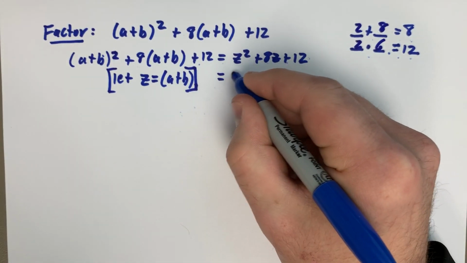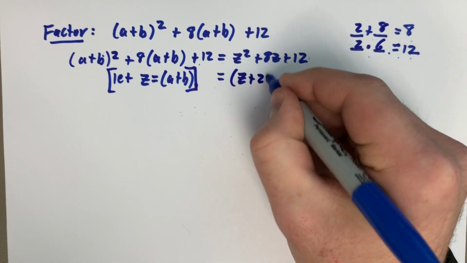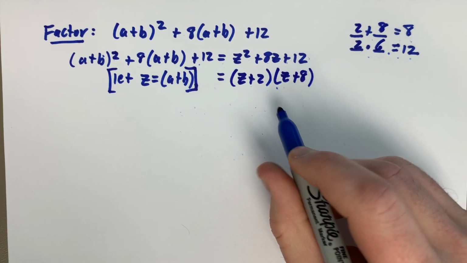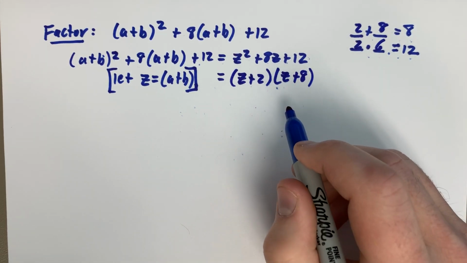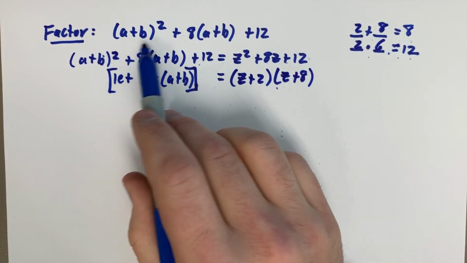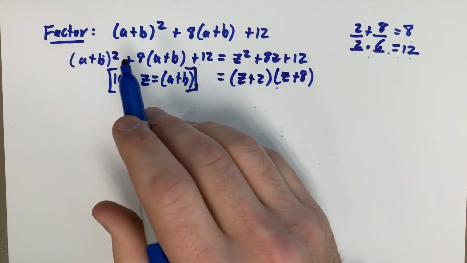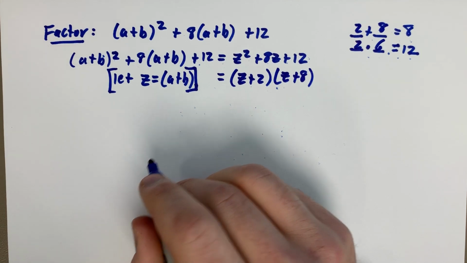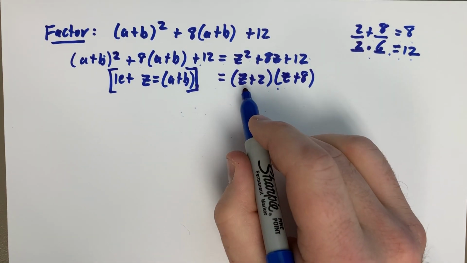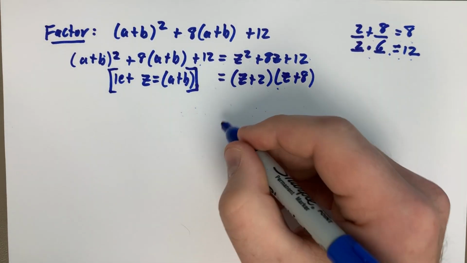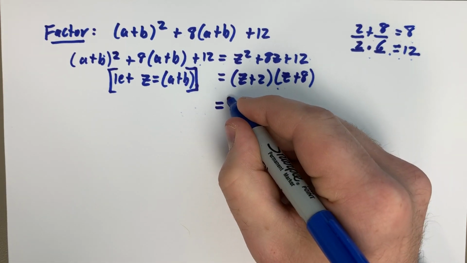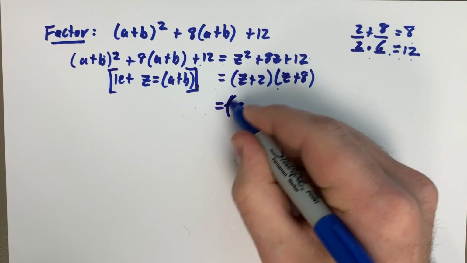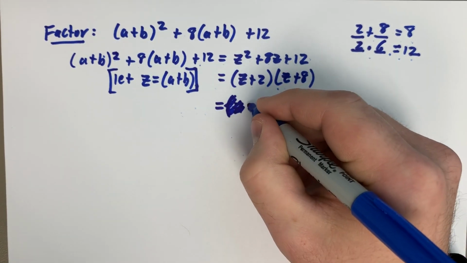So that allows me to factor this as (z + 2)(z + 6). Okay, this is completely factored in terms of z. However, the original expression had a + b's everywhere, had nothing to do with z. So we need to resubstitute: z is equal to a + b. So every place I see a z, I'm going to replace it with an a + b. So I have this in here, I have z, oops, sorry, my apologies.